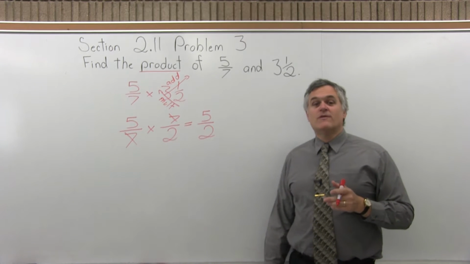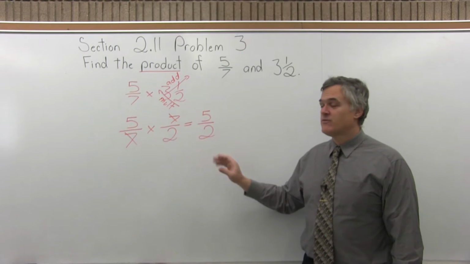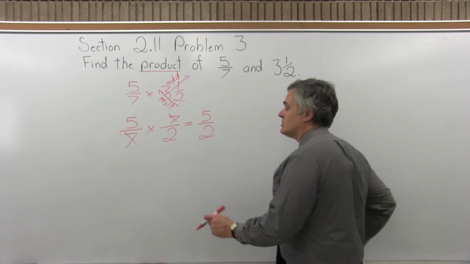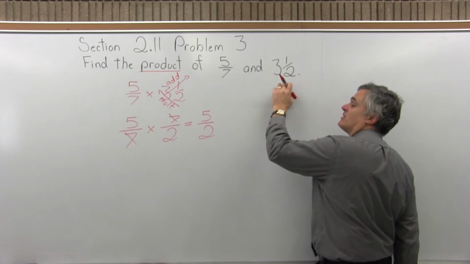Now, 5 over 2, or 5/2, is an improper fraction. Some math teachers are fine with that form for the answer, and if that's the case, you can stop there. Other math teachers prefer that it's written as a mixed number, a number with a fraction.